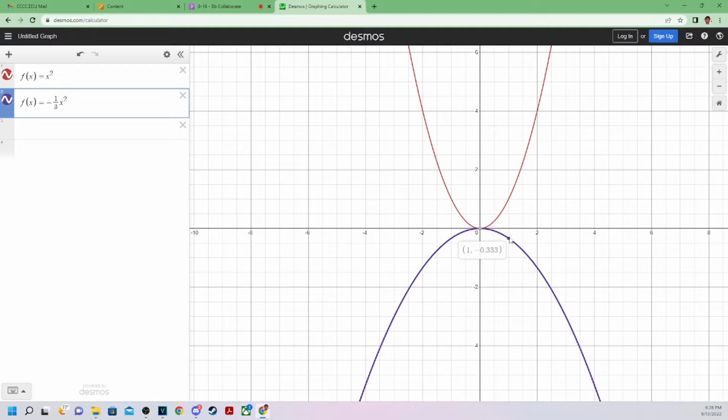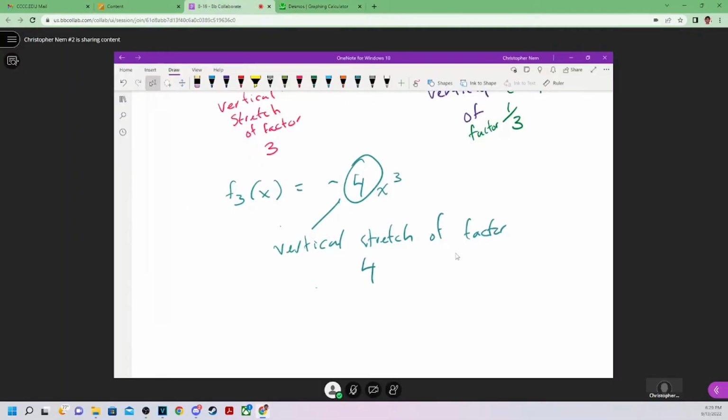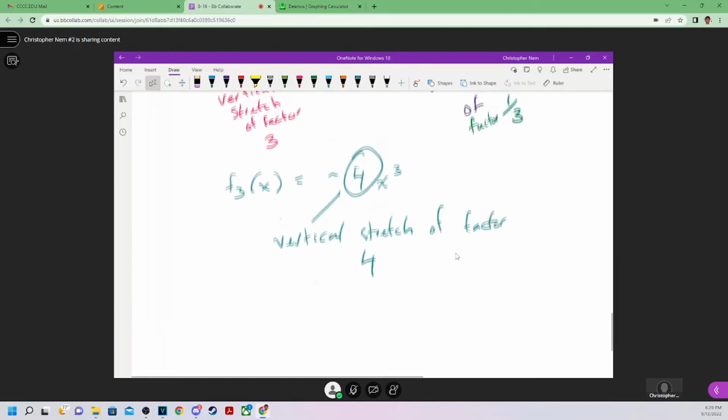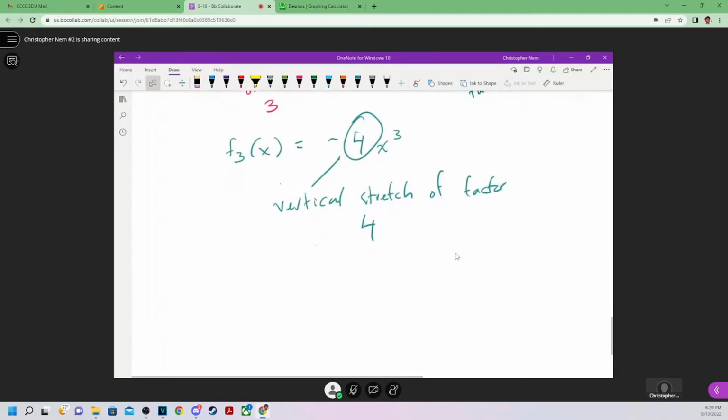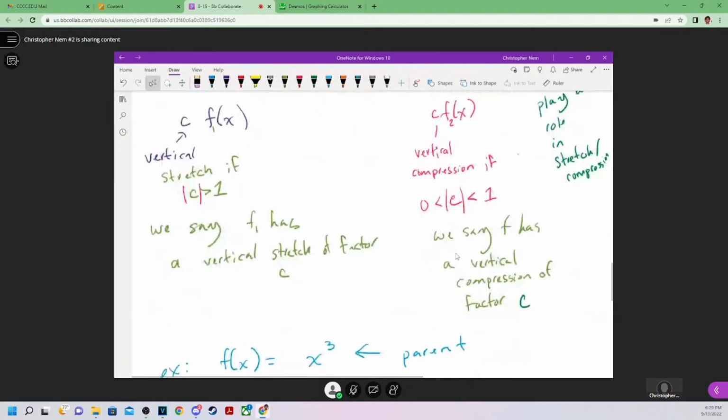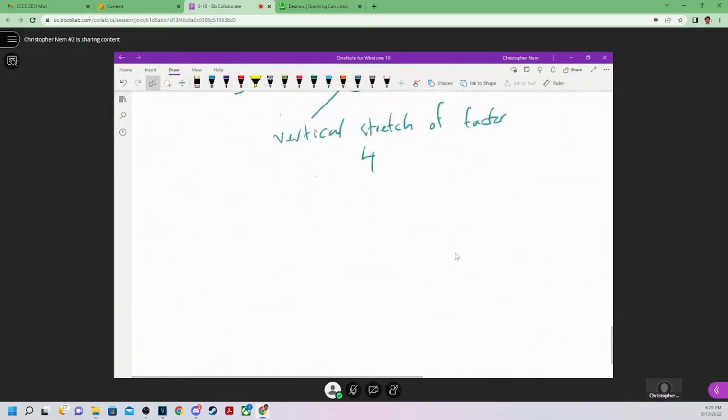So it still has a factor of 1/3. It's just now negative. Don't put the negative on there. That does not play a role. It plays a role in reflections, which we will talk about in a bit. So, I just want you guys to be aware the negative does not play a role in stretching and compressions. So that's the vertical stretch / compressions. Well, now that I've talked about that, we have to talk about horizontal stretches and horizontal transformation.